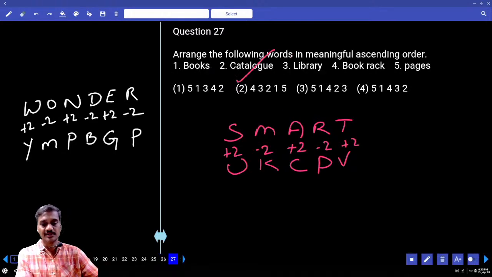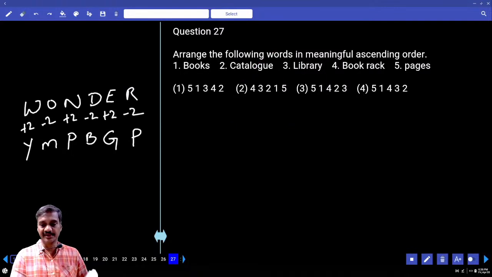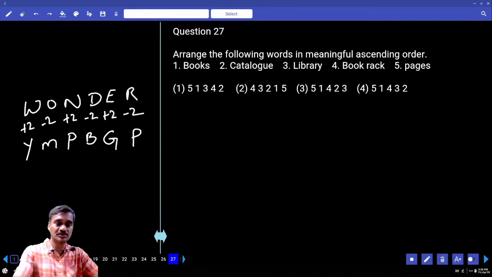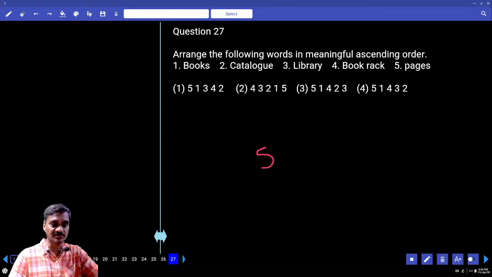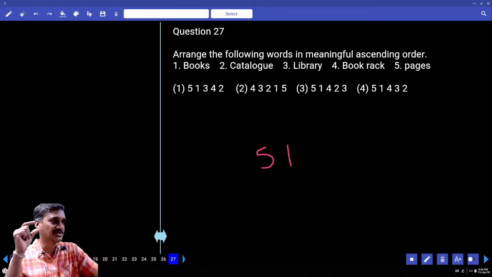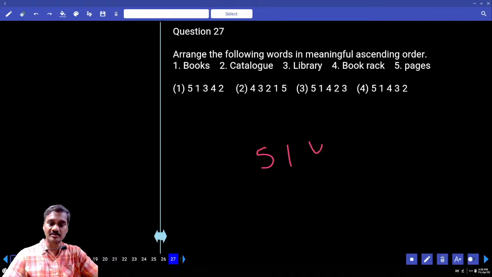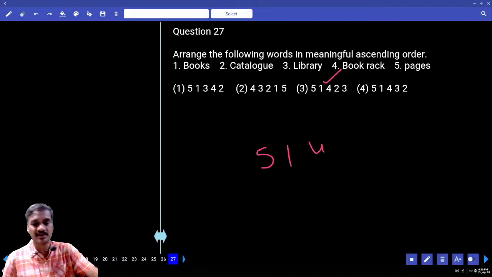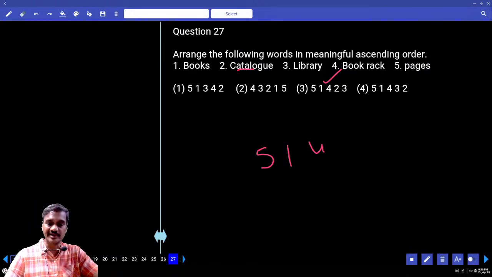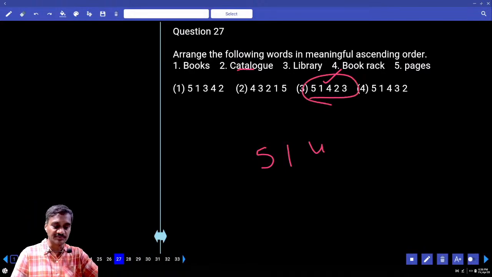YMPBGP, choice 2, question 26. Then the 27th: we need to arrange all these in a meaningful ascending order. The first one must be pages. Next, a bunch of pages is what we call a book. Next, a group of books is kept in a book rack. Then catalog, and finally library. 5, 1, 4, 2, 3, choice 3, question 27.